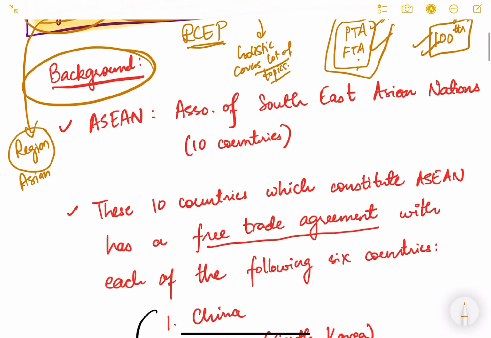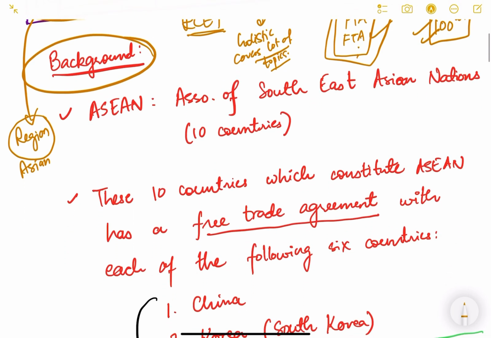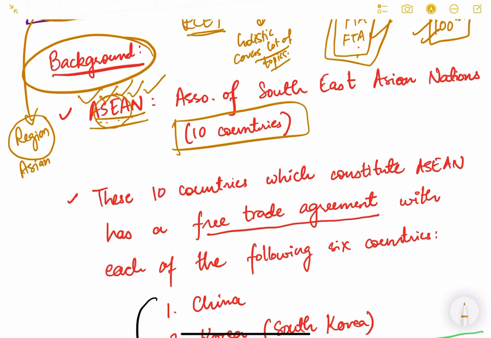Now let us start the background. For the background, we first need to understand what ASEAN is. ASEAN is the Association of Southeast Asian Nations. Now what is Southeast Asia? Southeast Asia is basically the group of 10 countries which are in Southeast Asia.